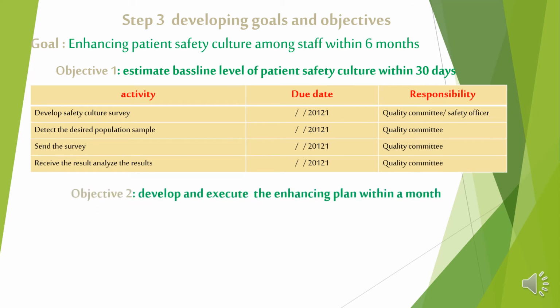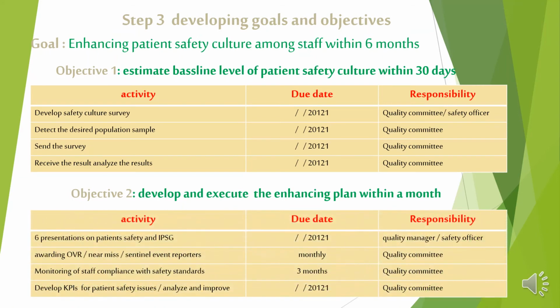Objective number two is develop and execute an enhancing plan within a month. Again, steps, due date, responsibility. For example, I will do 6 presentations on patient safety to all the staff about the international patient safety goals. Who will do it? Quality manager, safety officer. Awarding anyone who reports an OVR, near miss, or sentinel event. So we will raise the culture of patient safety.